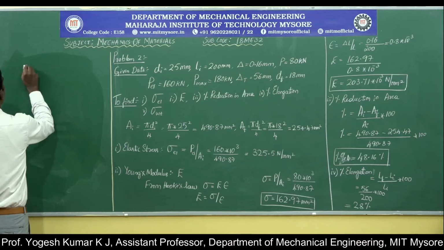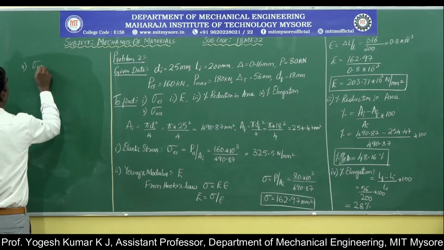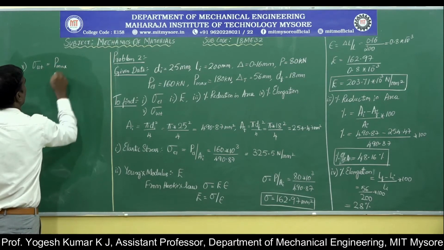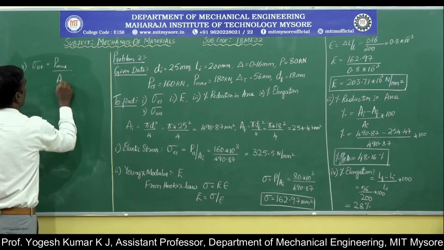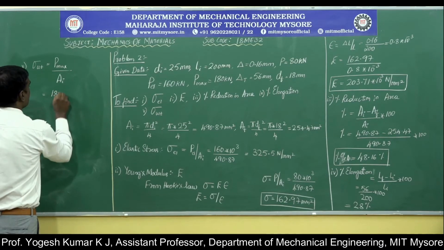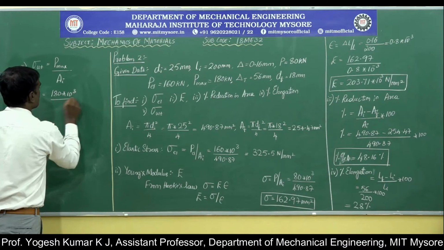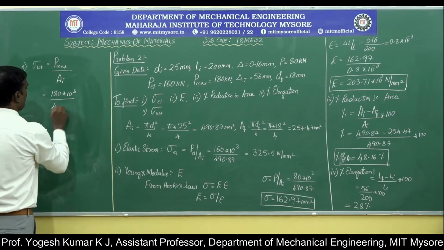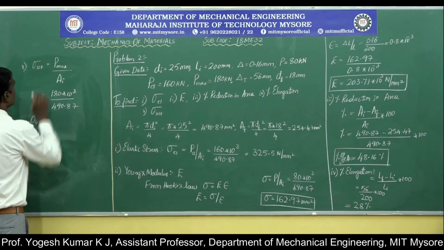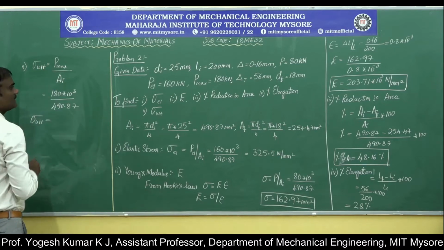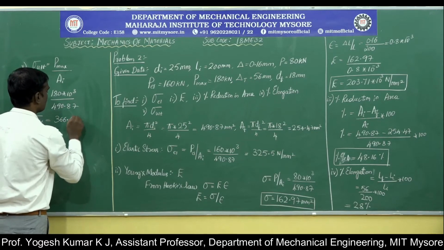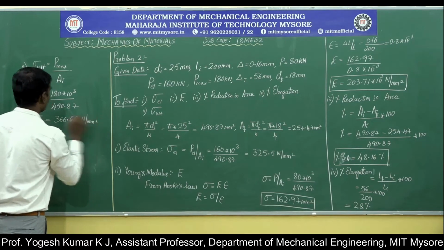Therefore, we can find sigma ultimate, that is ultimate stress, equals maximum load divided by initial cross sectional area. So, the maximum load is 180 kilonewton. The initial cross sectional area is 490.87. Therefore, the ultimate stress is obtained as 366.65 Newton per mm square.